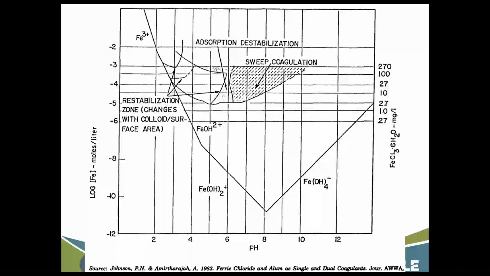And basically the moral of the story is, if you have a higher pH source water, or if you're doing some sort of a process before you get to coagulation that elevates the pH, then alum may not be the best choice, and you may want to go with a ferric because it's going to be a lot more effective at those higher pHs.